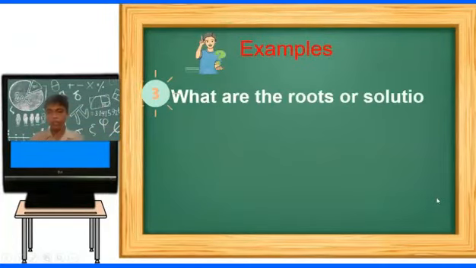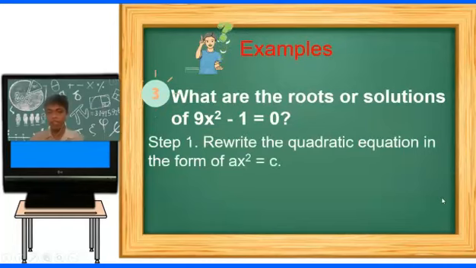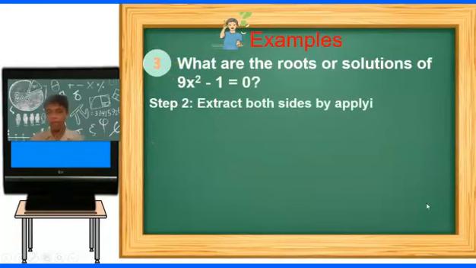What are the roots or solutions of 9x squared minus 1 is equal to 0? Same lang ng procedure natin. For step 1, rewrite the quadratic equation in the form of ax squared is equal to c. So, ililipat natin yung constant term sa right side. So, yung negative 1 magiging positive 1. So, 9x squared is equal to 1. Okay? So, for step 2, extract both sides by applying the square root property.